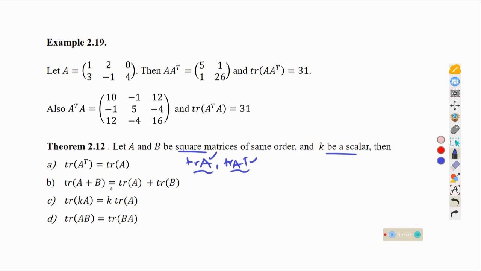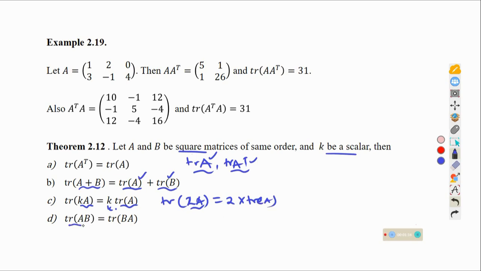Similarly, trace of A plus B is also equal to trace of A plus trace of B. So if you have two square matrices A and B of the same order, then you can easily prove that the trace of A plus B will be the same as the sum of the individual traces for A and B. Similarly, the trace of K times A is the same as K times the trace of A. For example, the trace of 2 times A is the same as 2 times the trace of A.